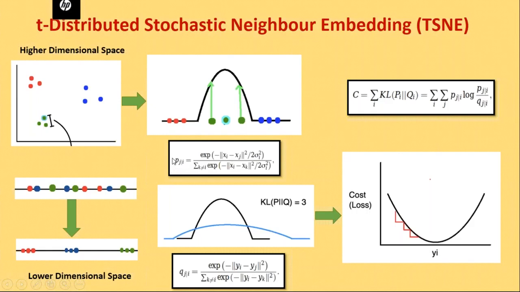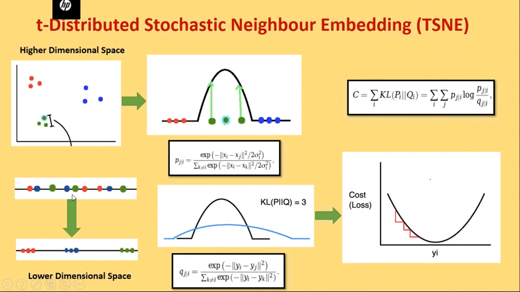This is a conditional probability. So what is PJI? It is the probability of occurrence of the point J with respect to I. By calculating the PJI for each and every point, we construct the probability distribution. Once we construct the probability distribution in the higher dimensional space, we do a similar thing in the lower dimensional space. In the lower dimensional space, initially we initialize all these 9 points randomly.